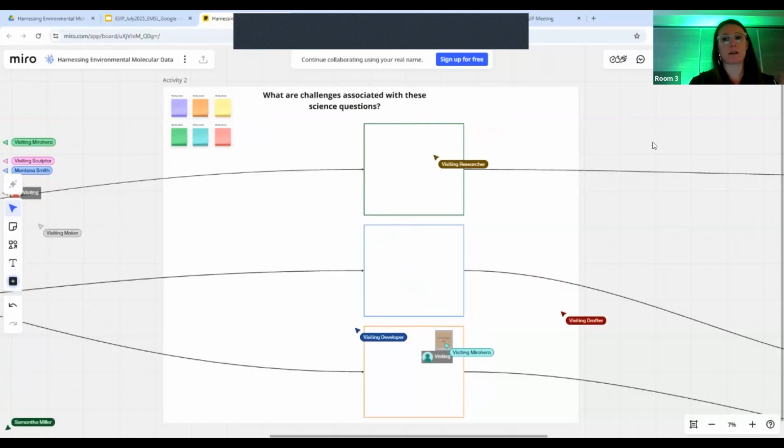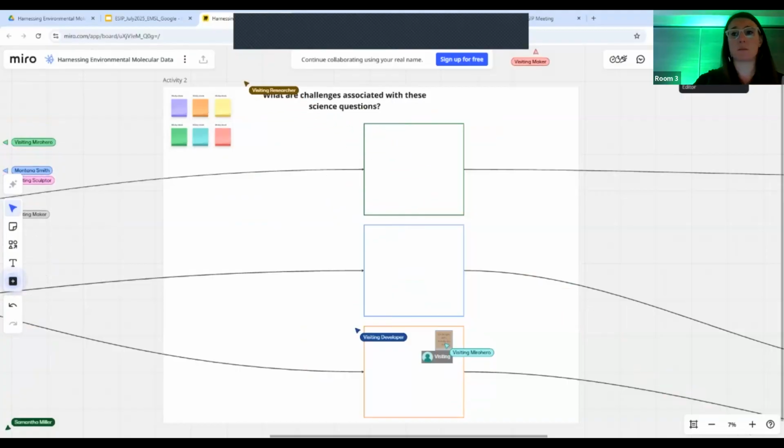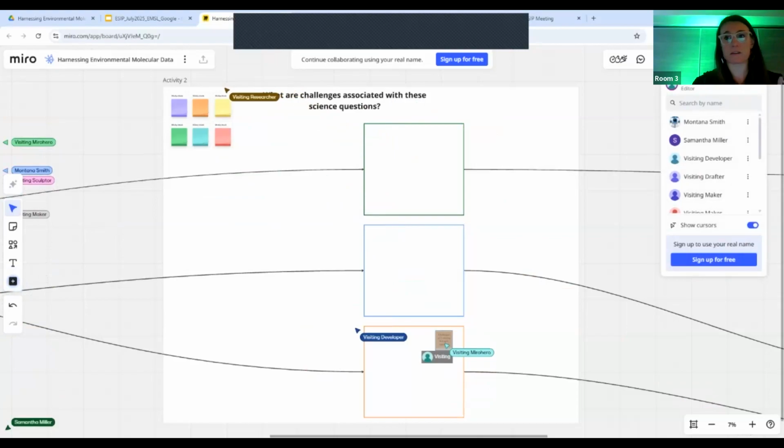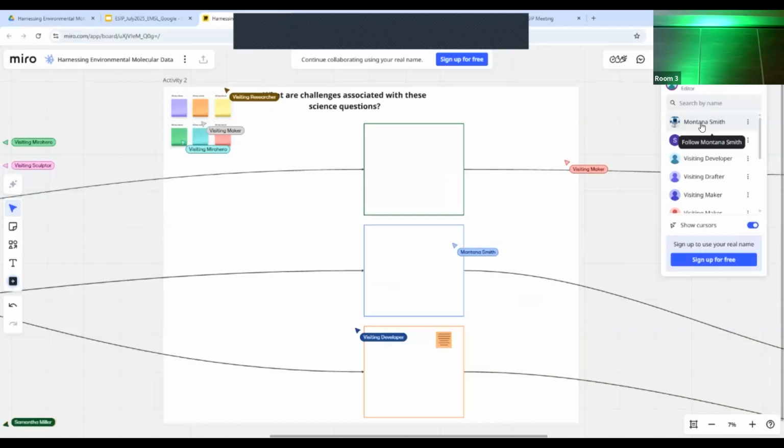If you have a hard time moving around, or if the other cursors are bothering you, I should have said this at the beginning. You can click this button up here at the top, and you can tell everybody else to go away. You can also click on a name and it will jump you straight to that person. Now if you click on my name, it will take you right to the correct spot.